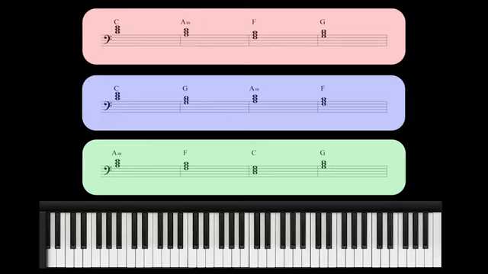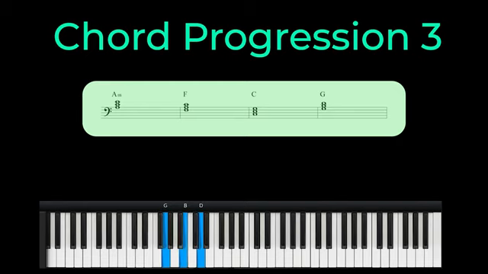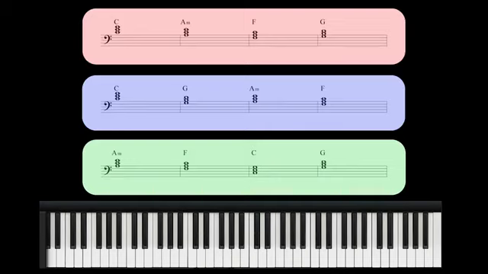So I've got 3 common chord progressions here, all in the key of C major, which you can choose from for your piece. The first progression is C major, A minor, F major, and G major. The second progression is C major, G major, A minor, and F major. And the third progression is A minor, F major, C major, and G major. You can choose any one, but I'm going to choose the third one here.